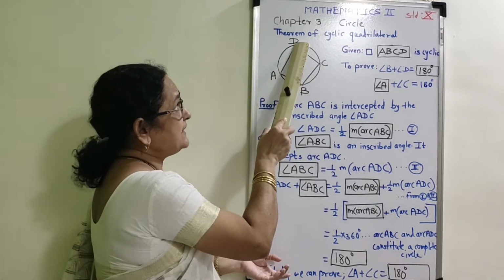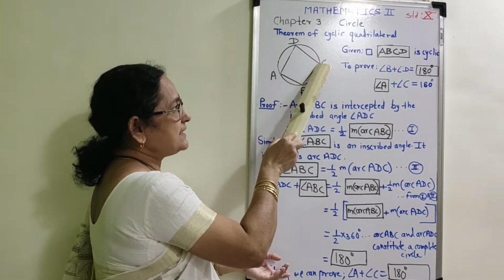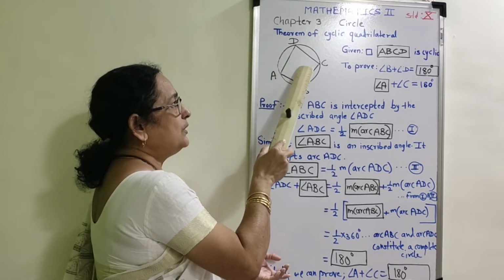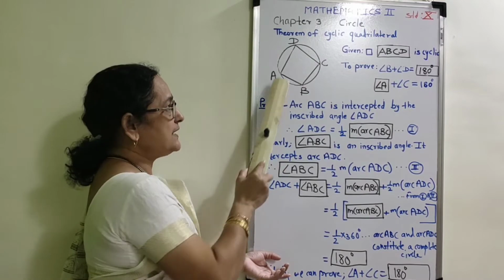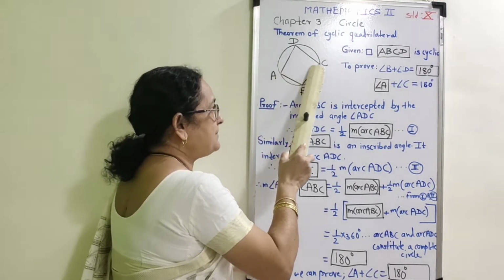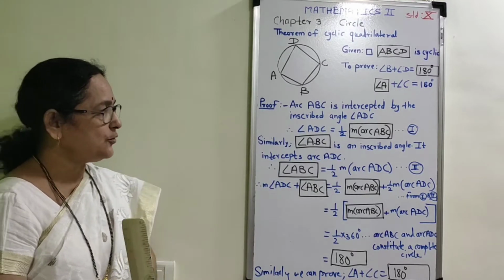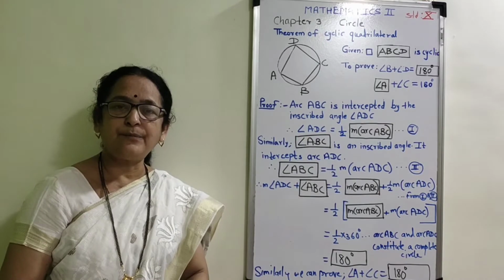Now consider the second angle DCB. Here also this angle is an inscribed angle and the intercepted arc is DAB. Now similarly take the addition of the two, take 1/2 common outside, and we will get that angle A plus C is 180 degrees. Now this proof is very important. Practice it very well. Write the entire proof.